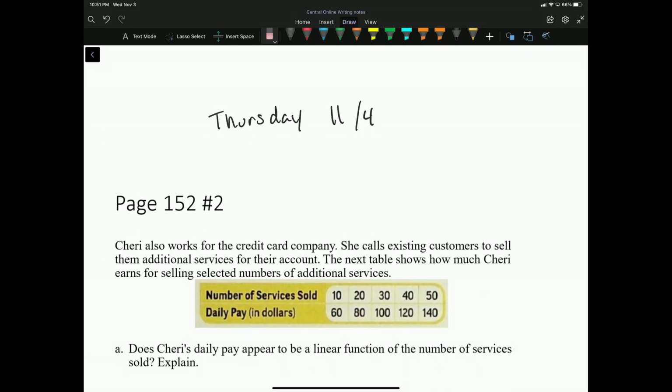All right. So today we're going to be starting on page 152, number 2. I want you to title today's notes Thursday, November 4th. Go ahead and do that right now.